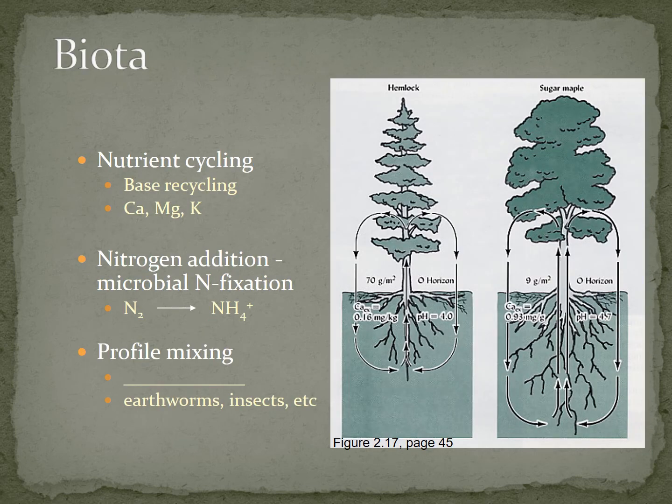Biota are involved in nutrient cycling. They recycle bases, they recycle calcium, magnesium, potassium. They're responsible for additions of nitrogen to the soil. Certain microorganisms can actually take nitrogen from the atmosphere and change it into plant available nitrogen, which is part of the nitrogen cycle for the health and well-being of the planet and the pedosphere and atmosphere continuum. Profile mixing is called bioturbation, and this is done by earthworms, insects, and other organisms that live and move throughout the soil.